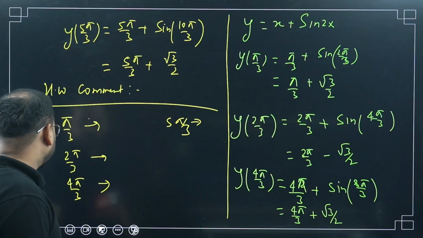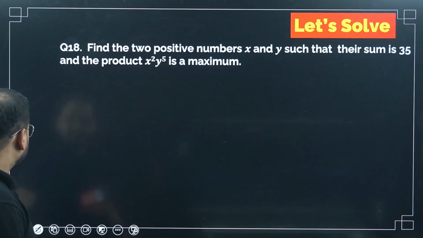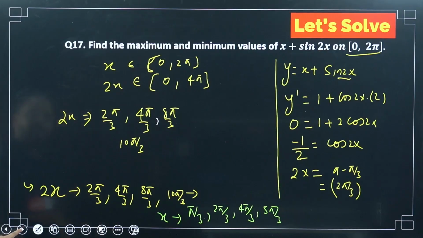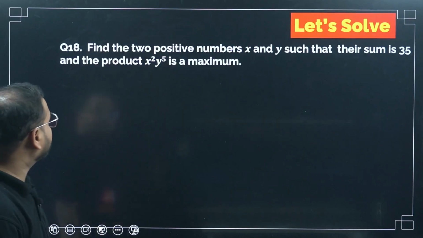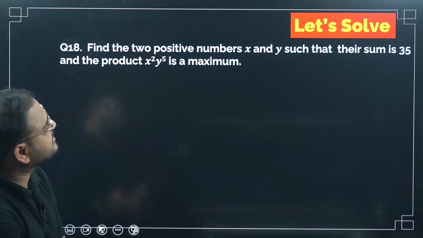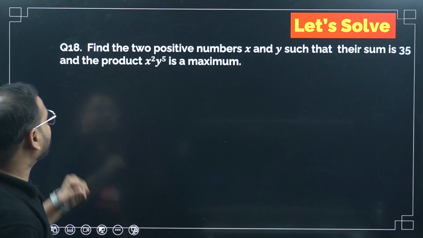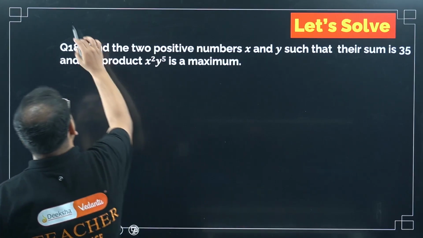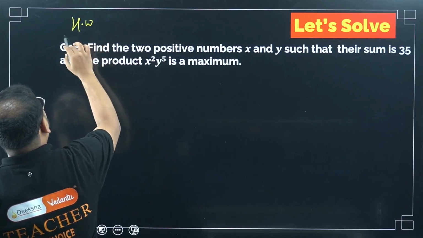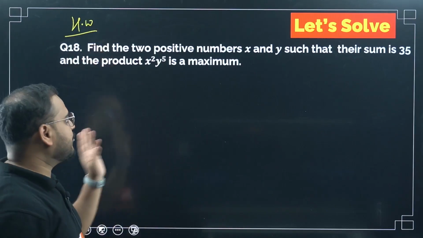Okay, let's move ahead. Moving on, I hope this is clear. This is visible, right? Okay, all right, sir. Find the two positive numbers x and y such that their sum is 35 and the product is xy. This will be homework. My homeworks are calculative, okay? So I'll give you all the hints, but I'll give it as homework.